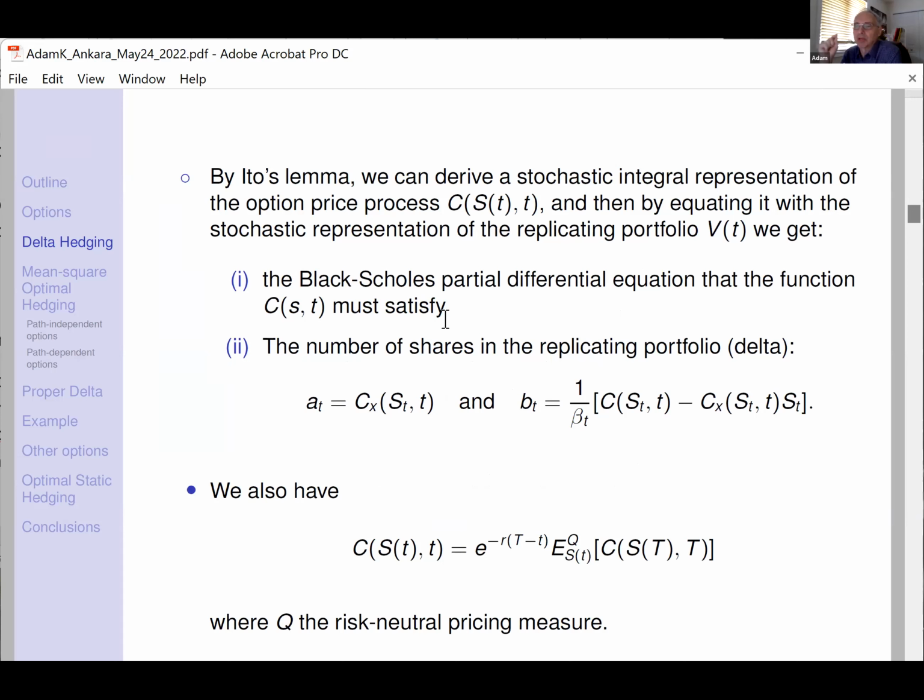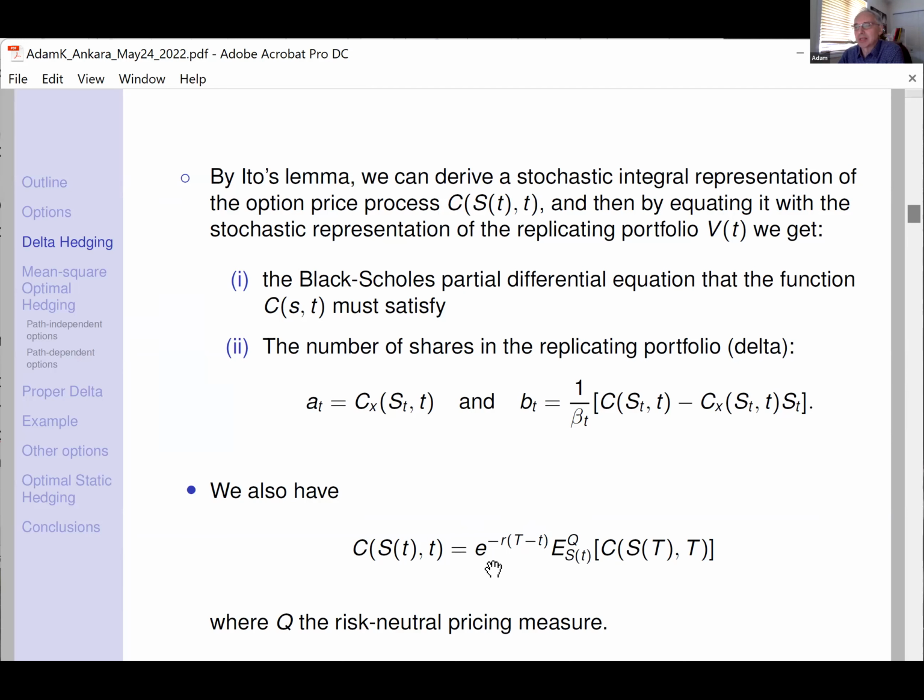In addition, by comparing the diffusion terms, we also find that in this replicating portfolio, the number of shares at any time must be equal to delta. So if I differentiate the price of the option with respect to the price of the underlying, I get the delta. So this is formal justification why delta is the right hedge ratio I should use at any time to create a replicating portfolio. This derivation can also be used to justify the so-called risk-neutral representation of the price.